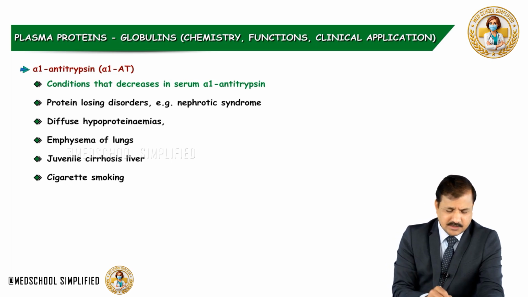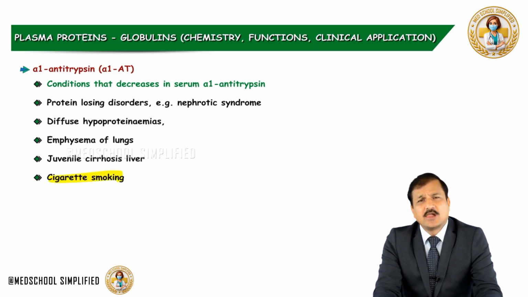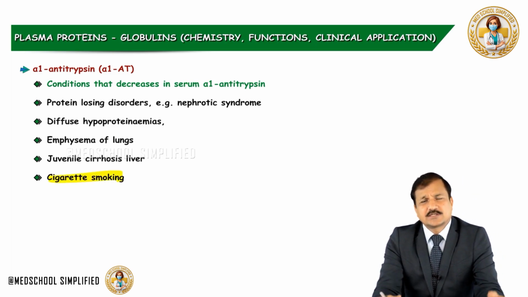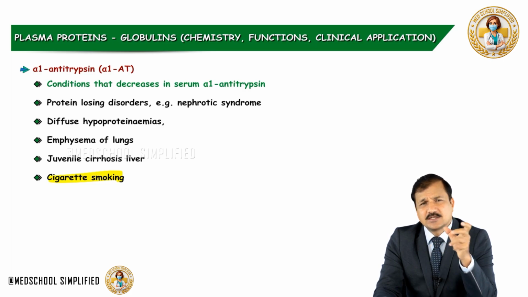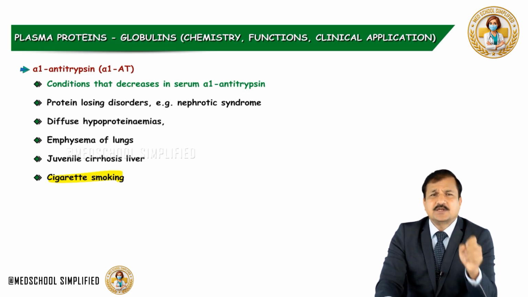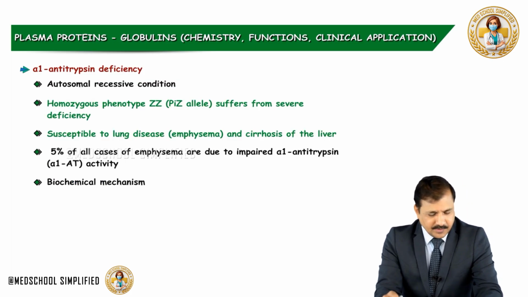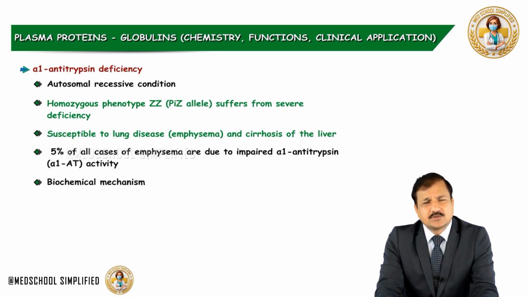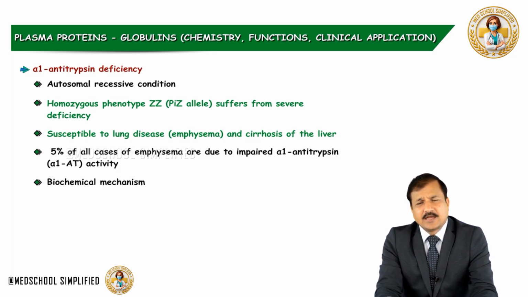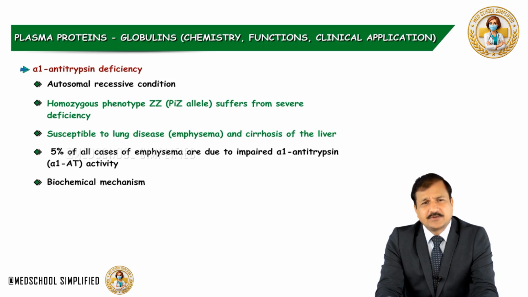Also, existing alpha 1 antitrypsin can be inactivated, especially in smokers. Cigarette smoke may lead to oxidation of one of the critical methionine residues in the alpha 1 antitrypsin protein, leading to decreased functioning of alpha 1 antitrypsin rather than a decrease in the concentration of the alpha 1 antitrypsin molecule. Now, there can be a genetic deficiency that can lead to a decrease in alpha 1 antitrypsin and its activity.